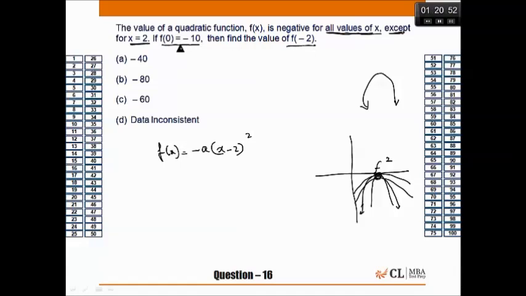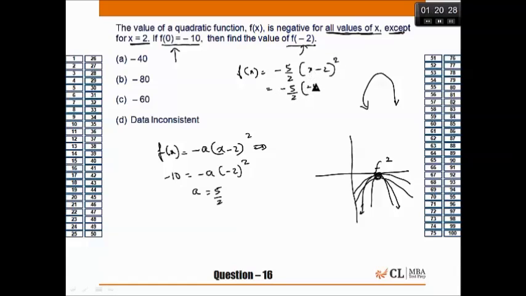Now f of 0 equal to minus 10. When x equal to 0, minus 10 equals minus a times minus 2 the whole square. So a will be 10 by 4, that is 5 by 2. That implies f of x will be equal to minus 5 by 2 into x minus 2 the whole square. So f of minus 2 is minus 5 by 2 into minus 2 minus 2, that is minus 4, the whole square, which will be 16. 16 into 5 by 2, 8 into 5 is minus 40.